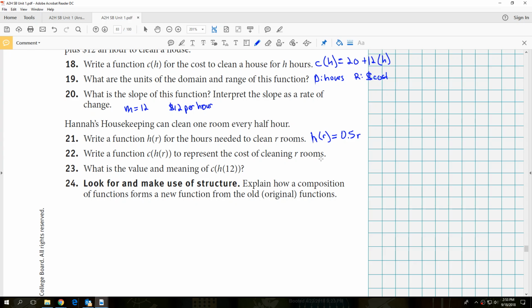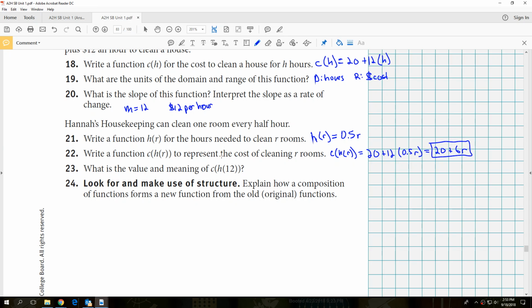cleaning our rooms. So we'll say c of h of r is equal to, let's go ahead and use c here, so I have 20 plus 12 times h, which we are going to plug in h of r, and h of r happens to be 0.5 times r, which is equal to 20 plus, and 12 times 0.5 is 6r.